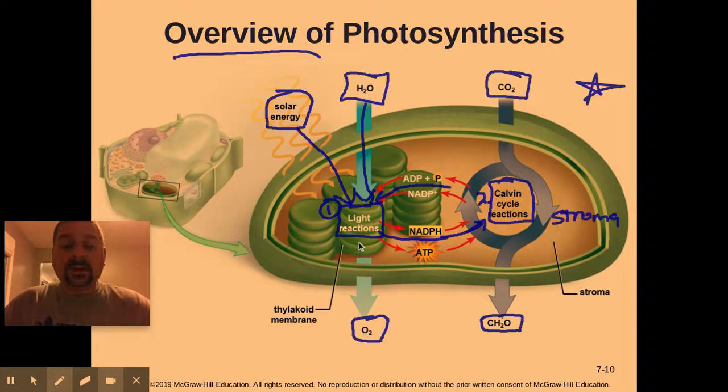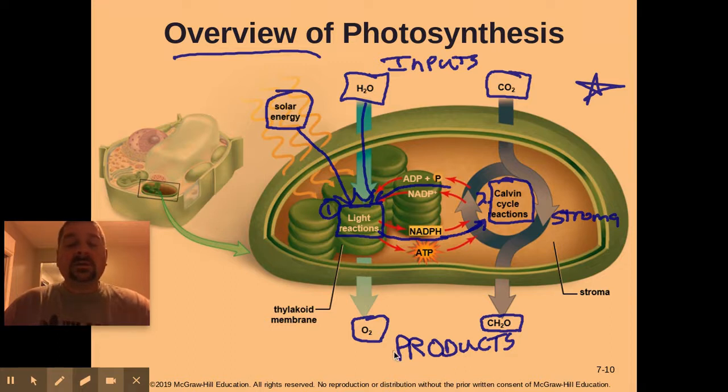So you have your inputs up here, and reactants and the products down here. So make sure you're very familiar with this. So that kind of sums up the overview and the history of photosynthesis. In the next videos, we'll start to get into the actual processes of photosynthesis.